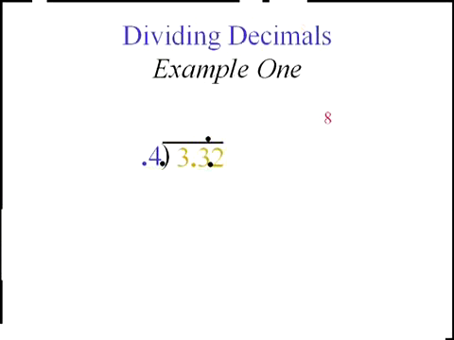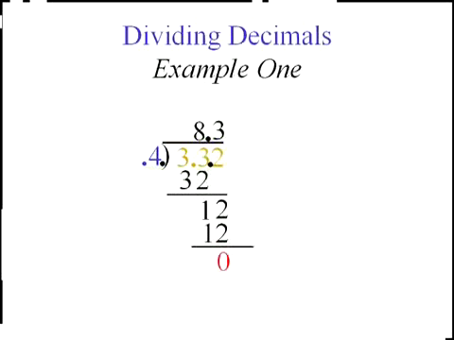Okay? 4 into 33 goes 8 times. I make a guess. Multiply. 4 times 8. Subtract. And bring down the next digit. Now I make another guess. 4 into 12 goes 3 times. Multiply. Subtract. And son of a gun, I've got the answer. Thank you, sir. May I have another?